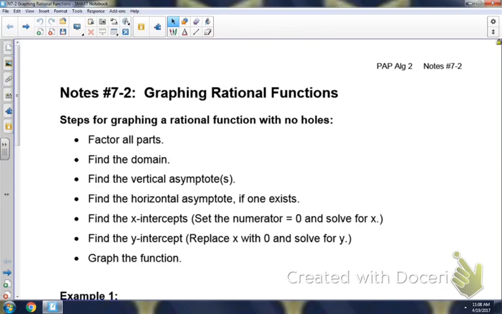The new stuff for today, you are finding the x-intercepts by setting your numerator equal to 0 and then solving for x. To find your y-intercepts, you're replacing x with 0 and then solving for y. And then the last step, you're going to graph the function.